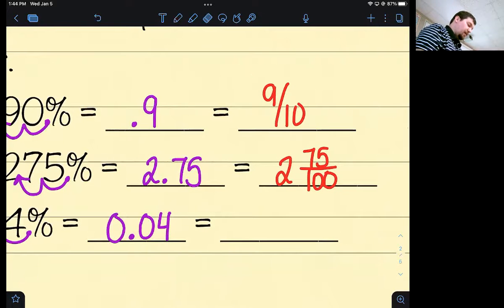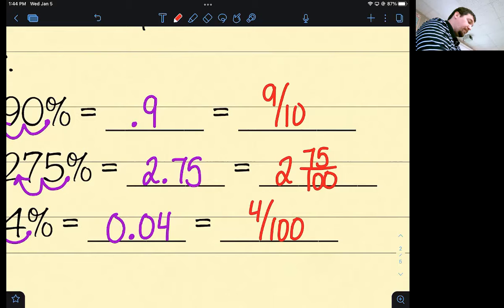And then the last one here, 0.04. Georgia, what do I have to write the 4 over? That's right, 4 over 100. I don't need to write 0.4 over 100. Nobody writes 0.4, just write 4. But it still has 2 decimal places, so I put it over 100.